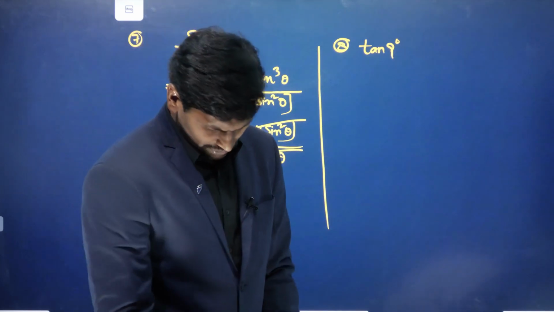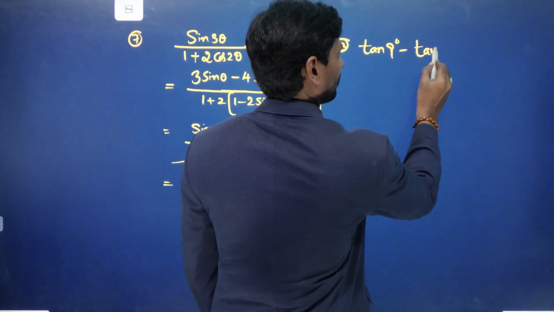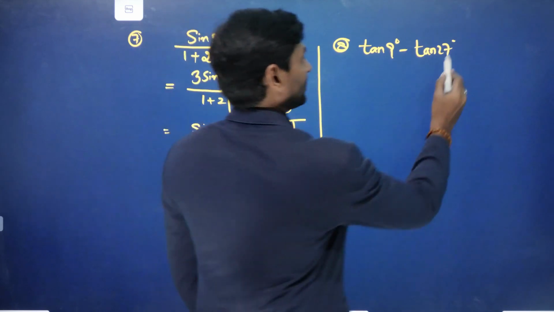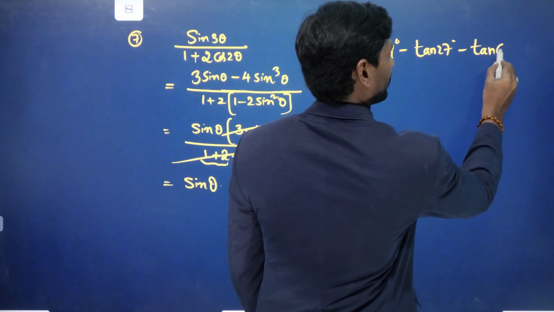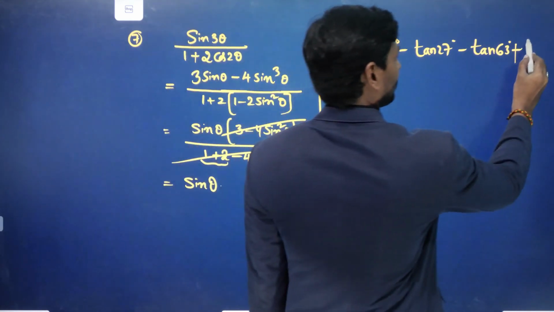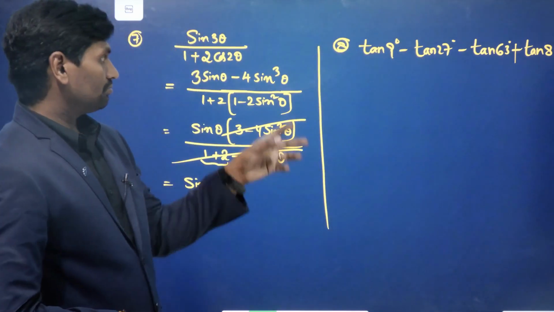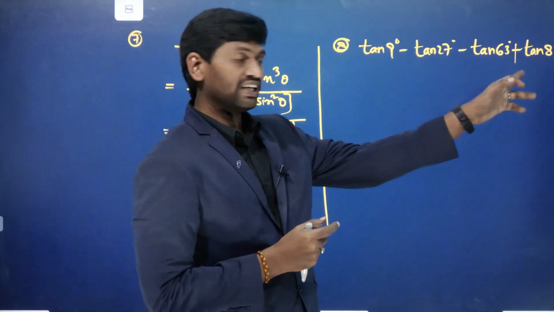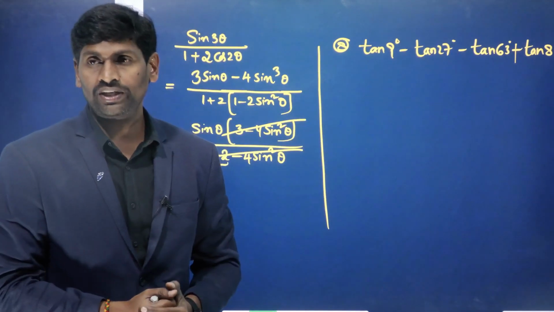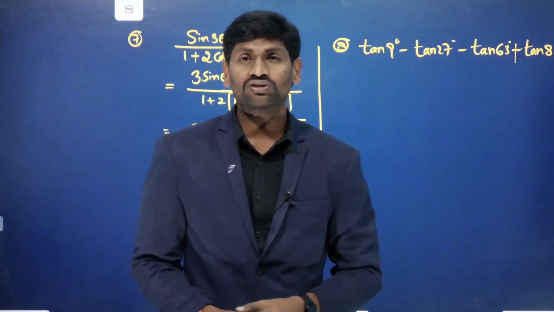So tan 9 degrees minus tan 27 degrees minus tan 63, and the last one is plus tan 81 degrees. Okay? While you are observing, clearly 9 and 81 are complementary angles, am I right? 9 and 81 are complementary angles, nothing but the sum of two angles is 90 degrees. And 27 and 63 are also complementary angles.